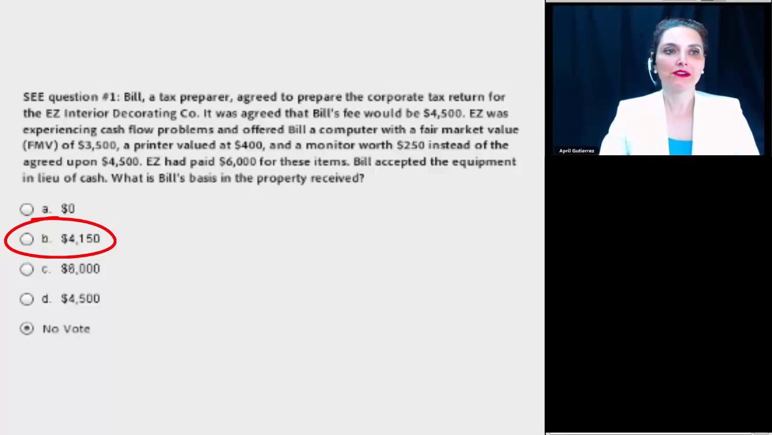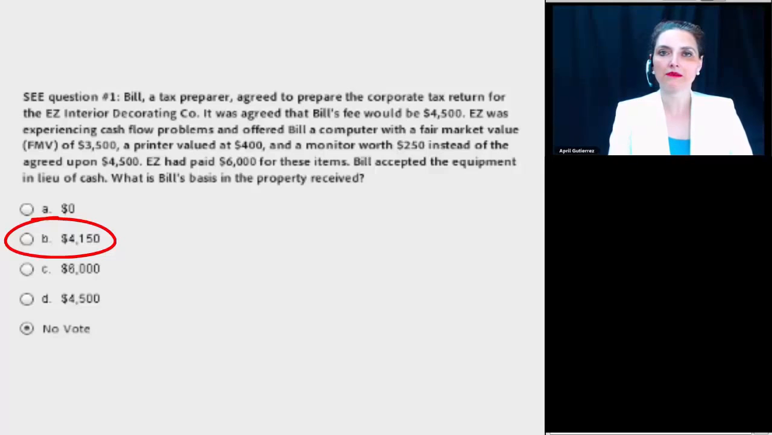Bill, a tax preparer, agreed to prepare the corporate tax return for the EZ Interior Decorating Company. It was agreed that Bill's fee would be $4,500. EZ was experiencing cash flow problems and offered Bill a computer with a fair market value of $3,500, a printer valued at $4,000, and a monitor worth $250 instead of the agreed upon $4,500. EZ had paid $6,000 for these items, and Bill accepted the equipment in lieu of cash. What is Bill's basis in the property he received?